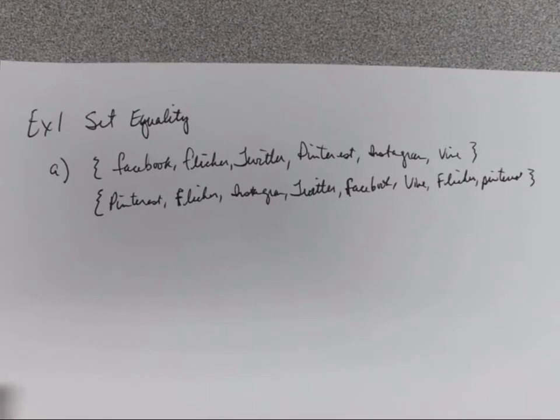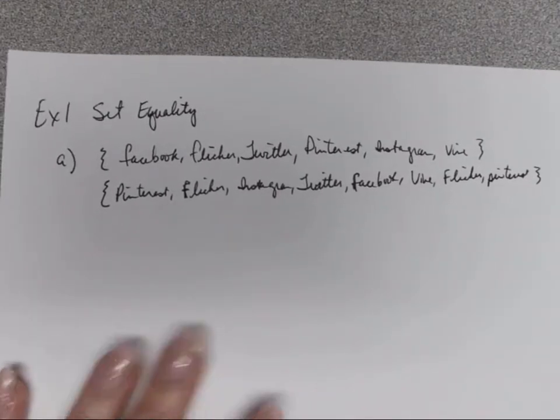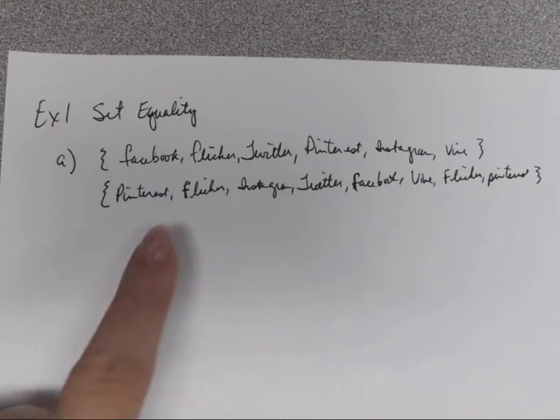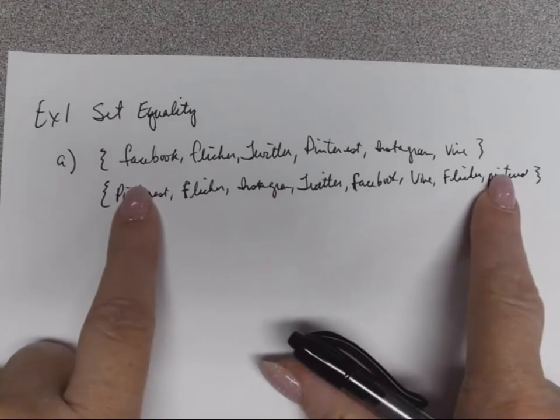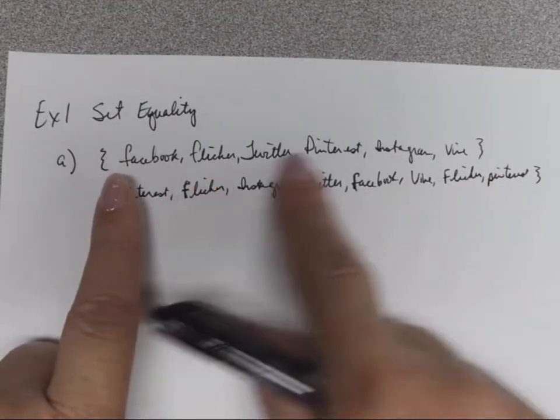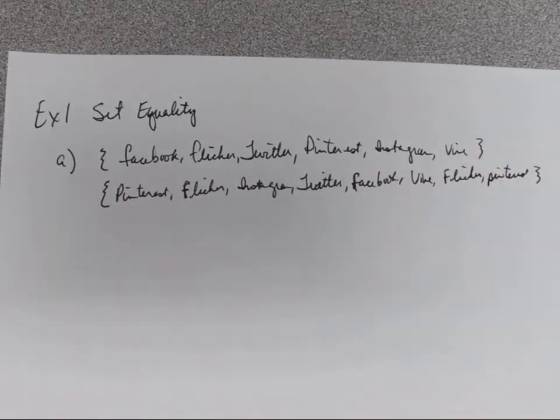So I realize I capitalized some and not others. It doesn't matter in the capitalization. We're not going to look at that. So are these exactly the same? These are the same because they contain the same elements. They're not in the same order, and some of them had repeats. Pinterest is in here twice, Flickr is in here twice, but otherwise the elements in there are the elements in there. So these sets are equal.